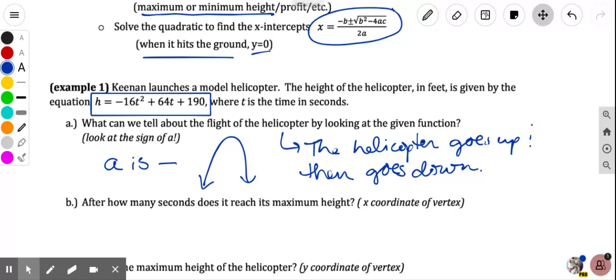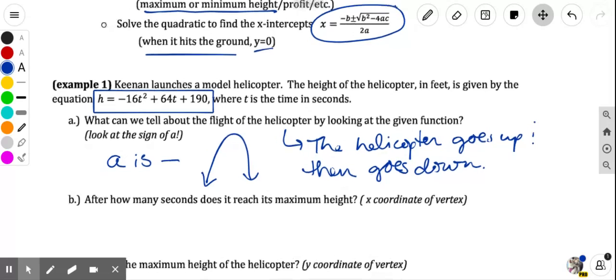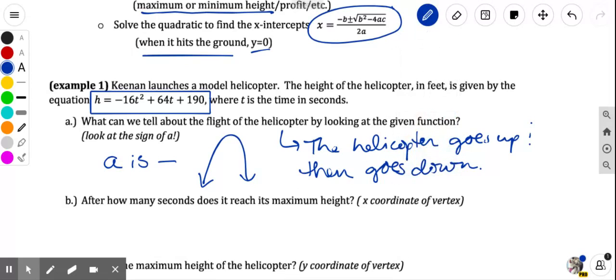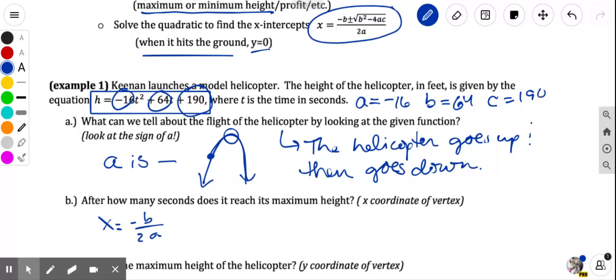Letter B: after how many seconds does it take to reach its maximum height? So again, picture, here's the flight of the helicopter. It starts at the y-intercept. It starts at 190 feet. Picture, it starts here. It goes up to the top and then it goes down to the ground. So after how many seconds does it reach its maximum height? Here's the maximum height. That's the x-coordinate of the vertex. In order to get that, we need to use x equals negative b over 2a. So let's identify a, b, and c. A is negative 16, b is 64, and c is 190.